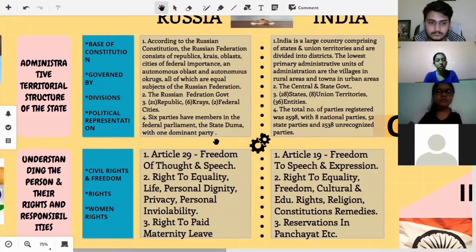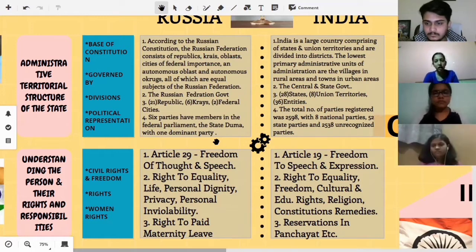So now, on understanding the person, their rights and responsibilities. On the basis of civil rights, some basic rights in Russia are the right to equality, right to life, right to personal dignity, right to privacy, and right to family life. And now in India, under Article 19, there is freedom of speech and expression, and in Russia under Article 29, the people have freedom of thought and speech.